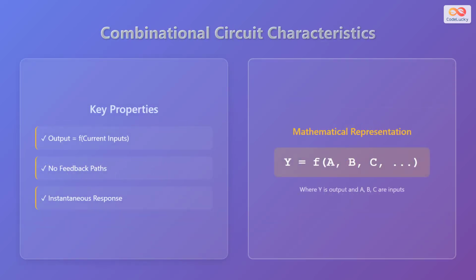Let's delve into some key properties of combinational circuits. Firstly, the output is a function of the current inputs, meaning the output is determined only by the values of the inputs at any given time. Secondly, combinational circuits do not have any feedback paths. This means the output is not routed back as an input.